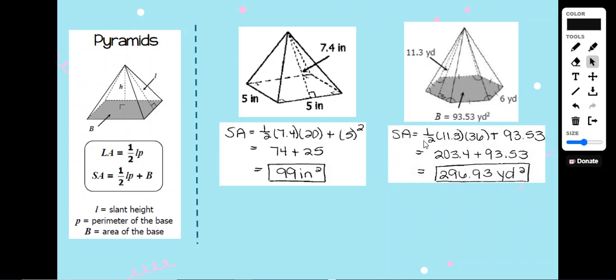All right, so same formula, 11.3 slant height plus the perimeter of the base, since it's a 6-sided figure and each side is 6 yards. 6 times 6 gives us 36. Hopefully you remember that this is a regular shape. Remember, we call it regular if all the sides are equal. And then the area of the base, which we just plunk in here from being given to us, giving you 296.93 yards squared.